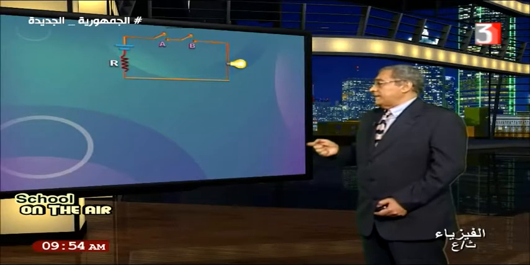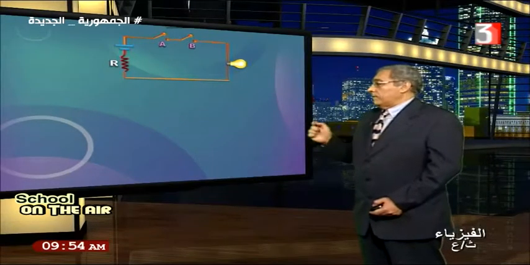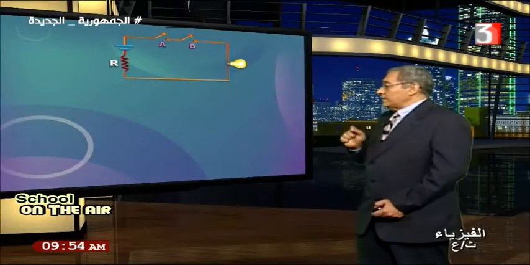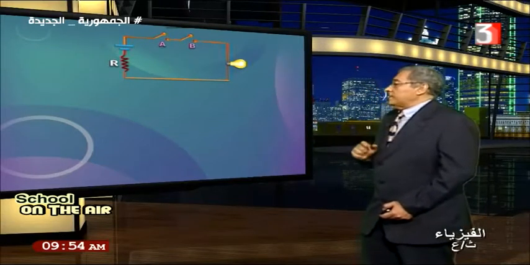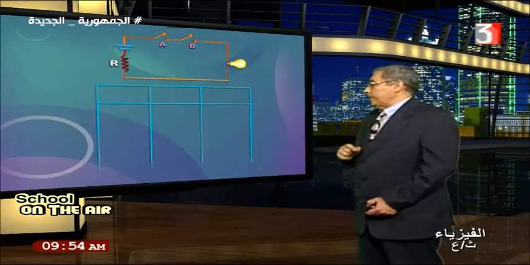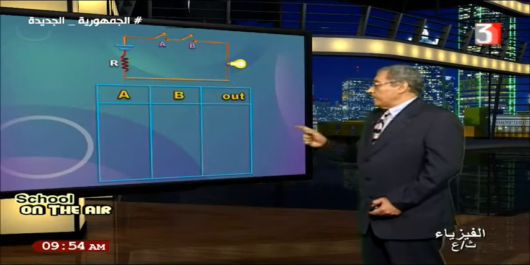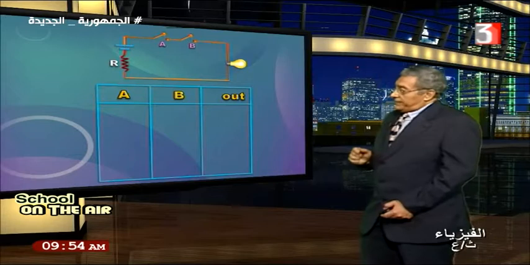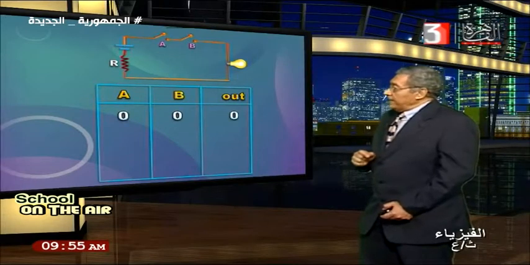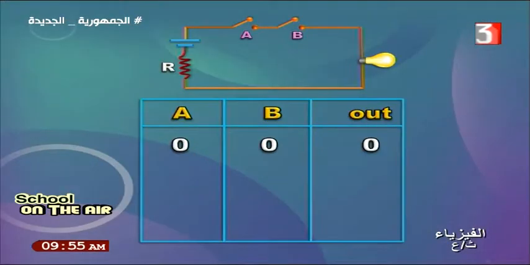Close means it will be given 1. 1 for A and 1 for B. We'll take it one by one. We'll understand the truth table. What about the possibilities we've got here? If A is equal to 0, what does it mean? The switch is open. B is open. Of course, no current will reach the lamp, so it cannot flow.